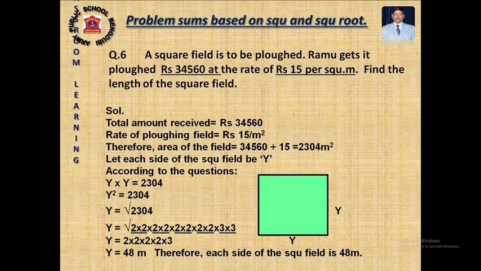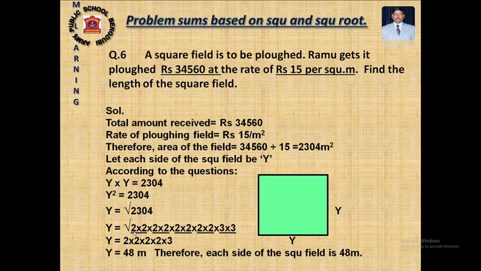So the total amount is this, and the rate of plowing the field is 15 rupees per square meter. Therefore the area of the field is 34,560 divided by 15. It is coming 2,304 meter square. So 2,304 meter square is the area of the square. Now consider, let one side of the square be y. So the other side will also be y. The area of the square will be side into side, y into y. y into y is equal to 2,304.